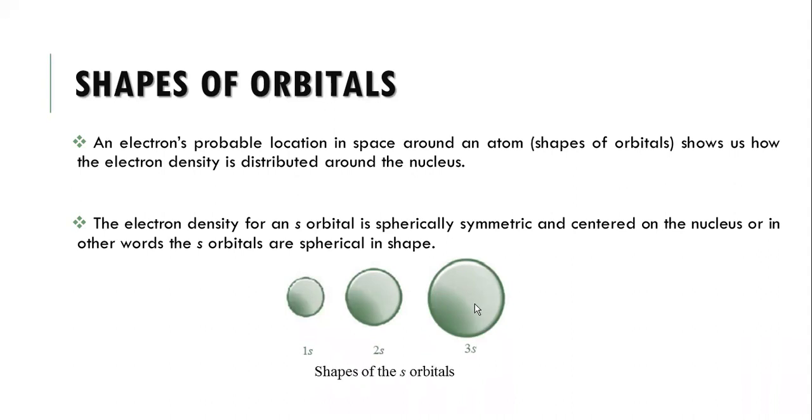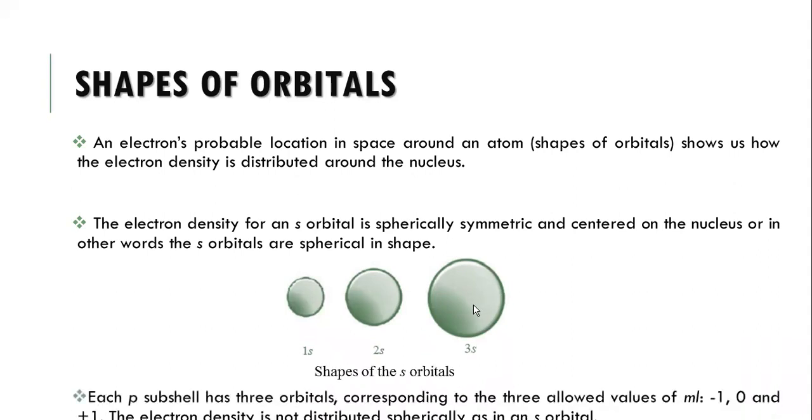Next we are going to speak about the p orbital. The p subshell has 3 orbitals corresponding to the 3 allowed values of ml. You will study quantum numbers, then you will understand what ml means. Here you will have -1, 0 and +1. The electron density is not distributed spherically as in the s orbital, so you should be very careful.